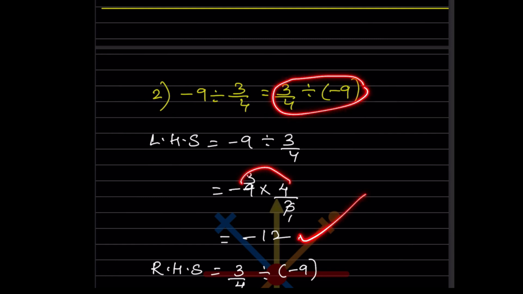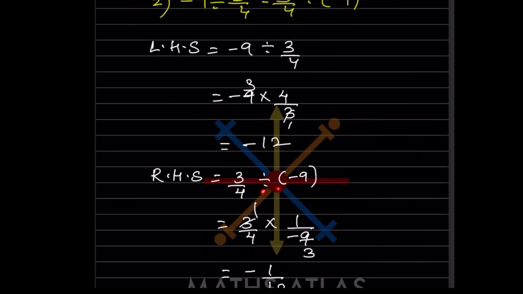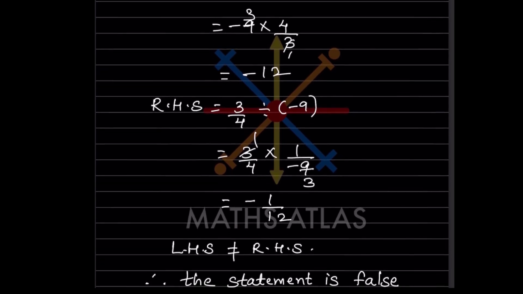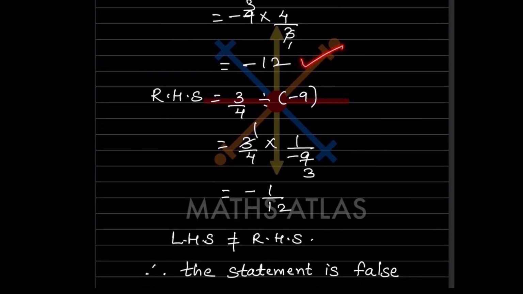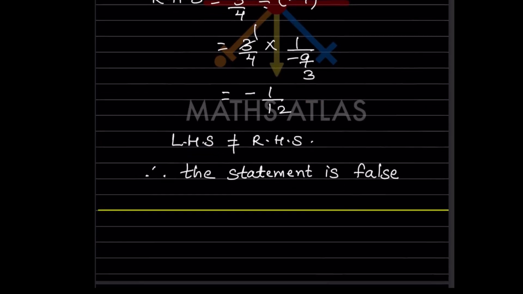So now let us look at the RHS. So 3 by 4 divided by minus 9. So this will be here. This will become multiplication. This is going to be 1 by minus 9. 3 ones are, 3 threes are. So this is going to be minus 12. So minus 1 by 12. So now you can see this is minus 12 and this is minus 1 by 12. So we can say LHS is not equal to RHS. So the statement is false.